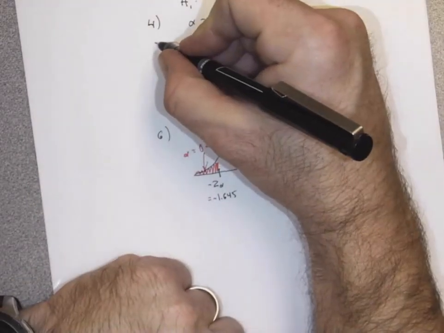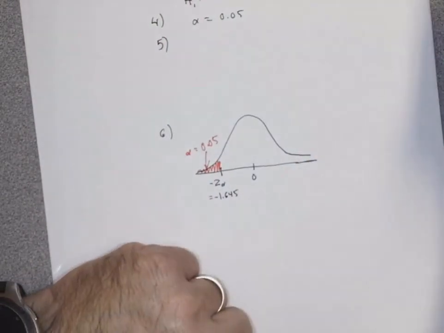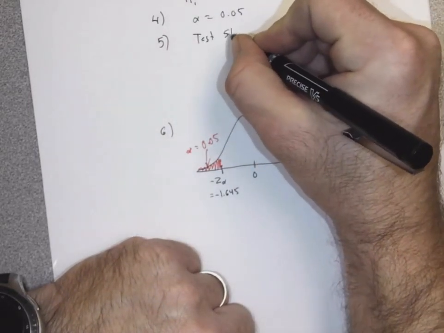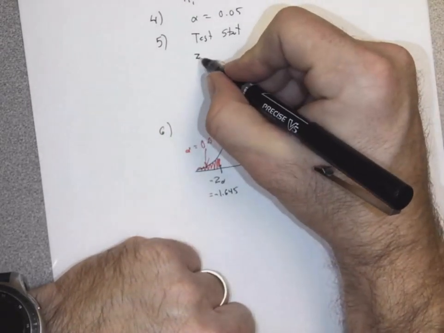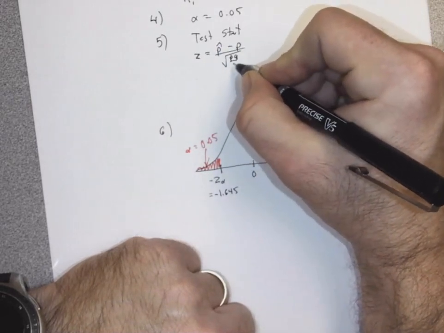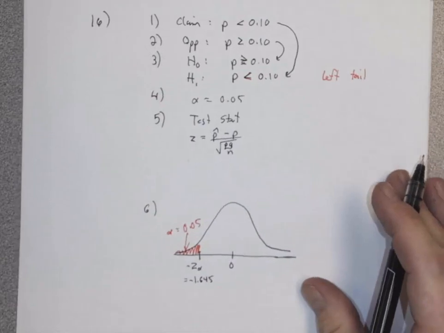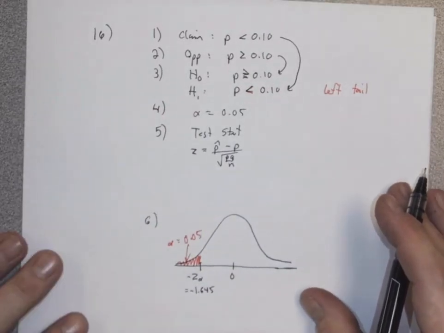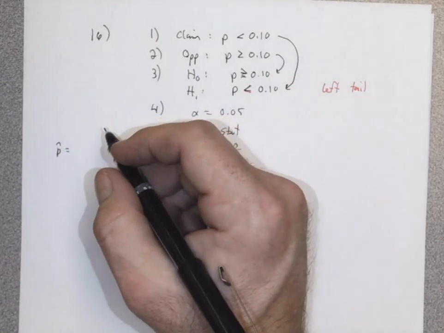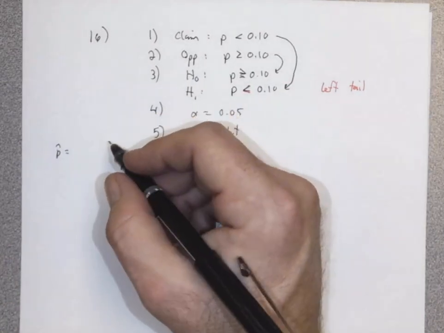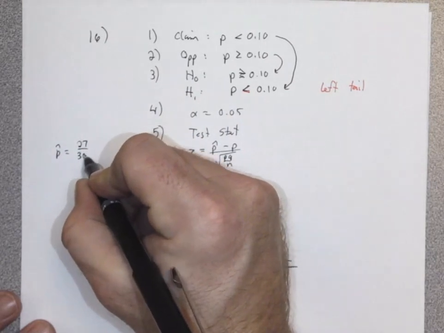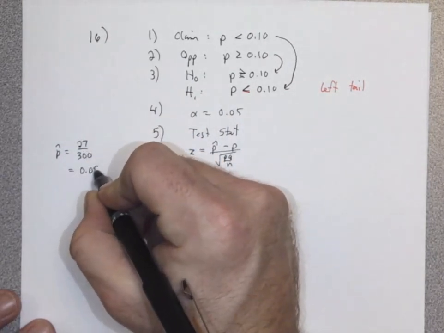All right, now number 5. What I need to do is find my test statistic. So Z is equal to p hat minus p, all over the square root of pq divided by n. So I need to know what my p hat is. Let's do the work over here. p hat was 27 over 300. 27 were incorrect over 300, and if you do that, you get 0.09.